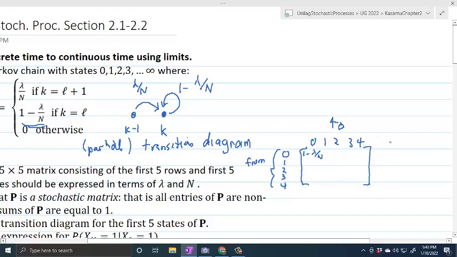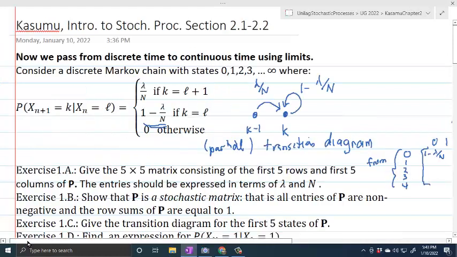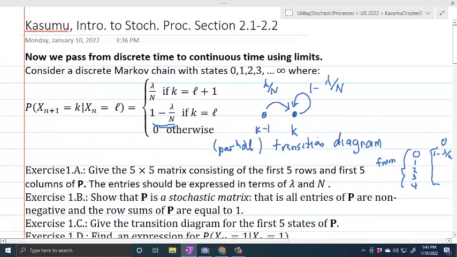There are more states that I'm not including in the matrix. I just want to show the first 5 by 5 for illustration. Okay? The entries will be in terms of lambda and n. Let's go back. Now, exercise 1b, show that P is a stochastic matrix.